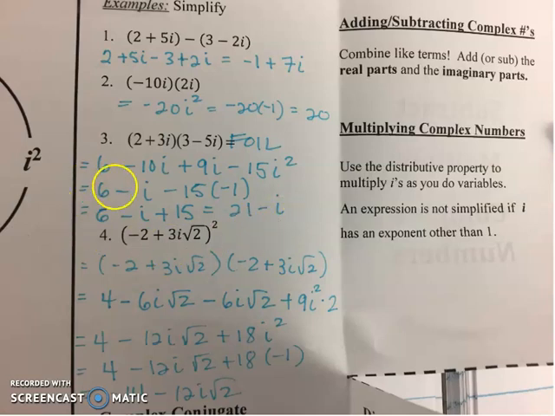For the last one, we've got negative 2 plus 3i root 2, all squared. First thing I'm going to do is expand this. I'm going to rewrite it just as I see it, so 2 parentheses right beside each other, and I'm going to complete it like I do number 3. So if you'd like to pause the video at this point to try it on your own, you may do so. So first is 4.